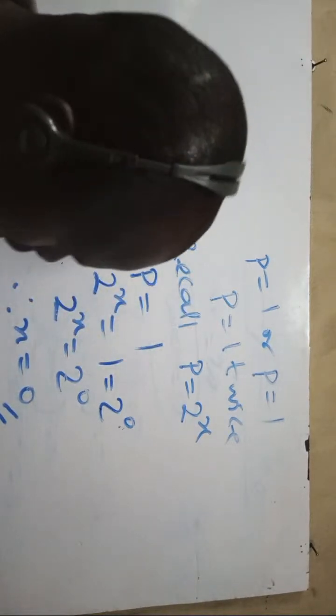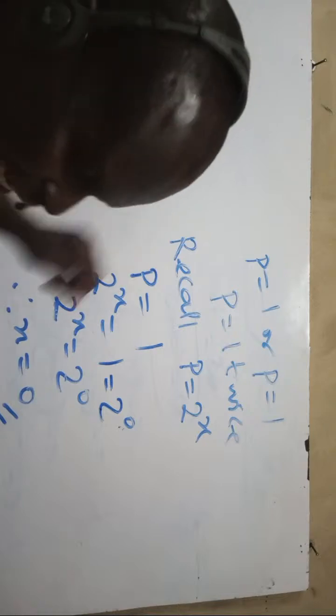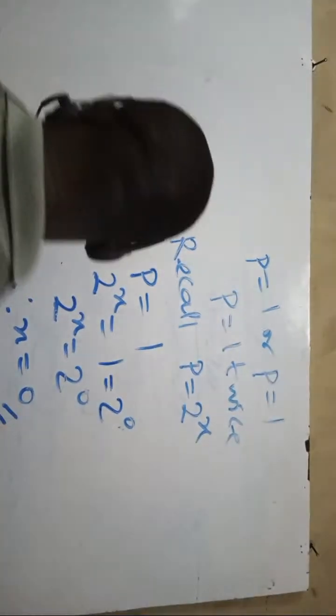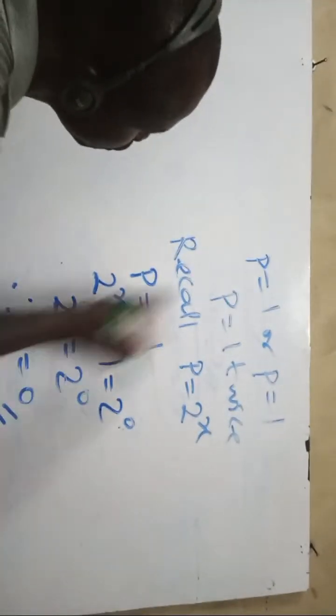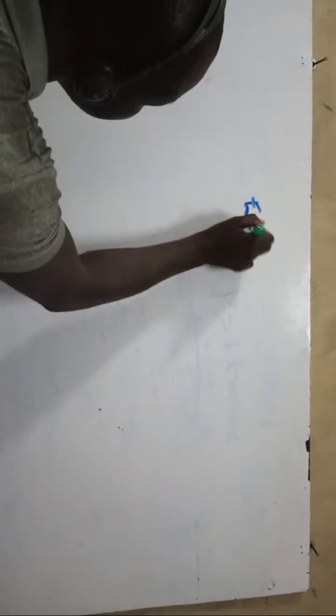So look at this example 5. We can never get it directly if we don't use the let and recall process. And that is how to solve simple exponential equations. So let me introduce one more example under this.